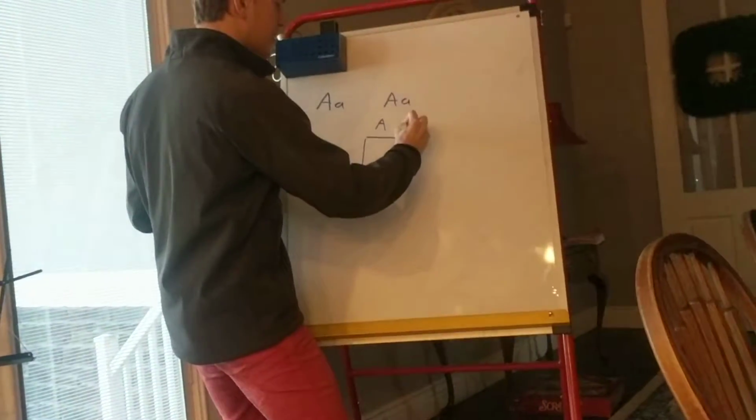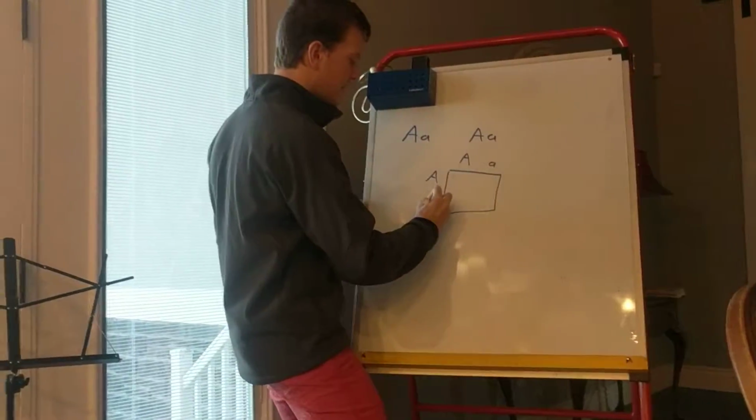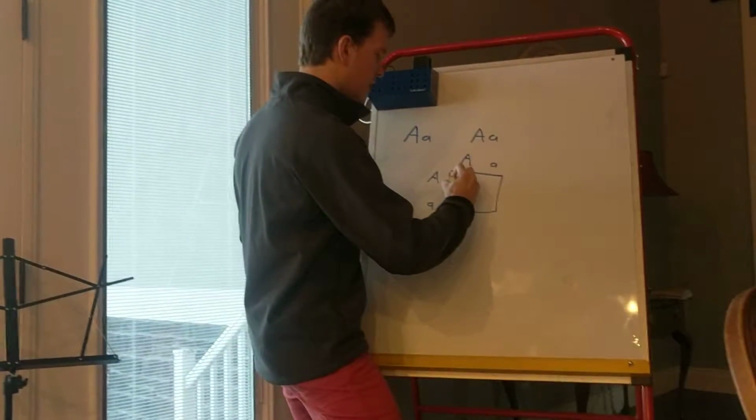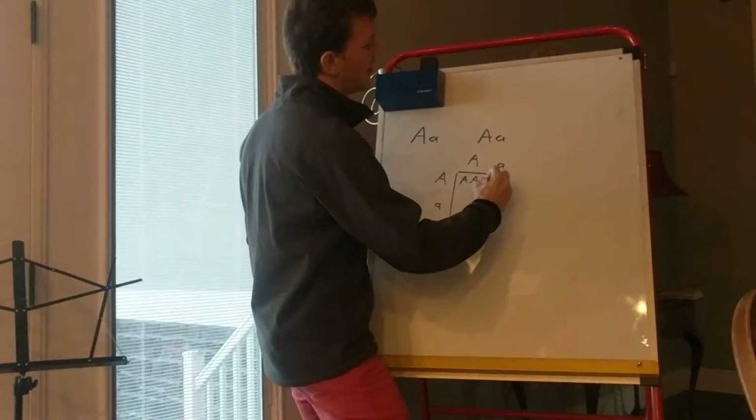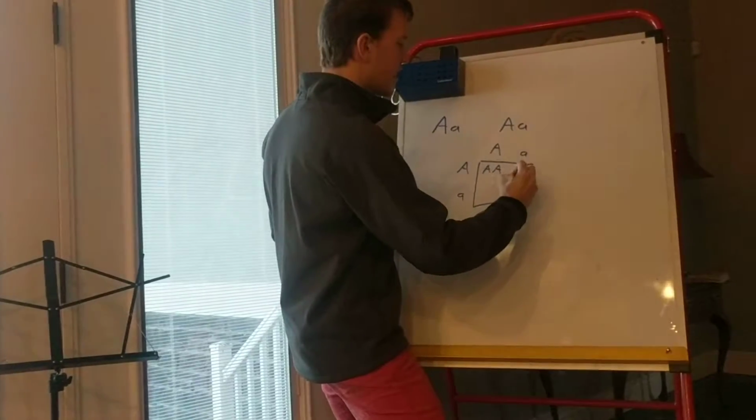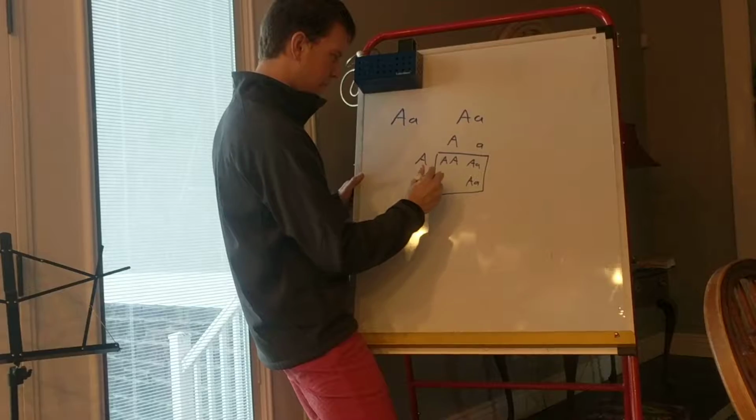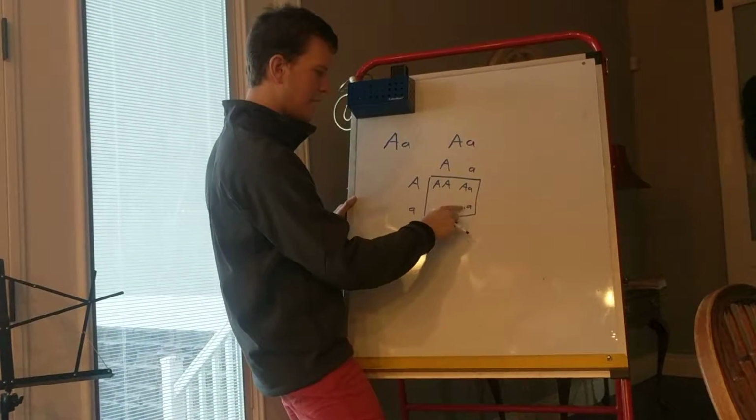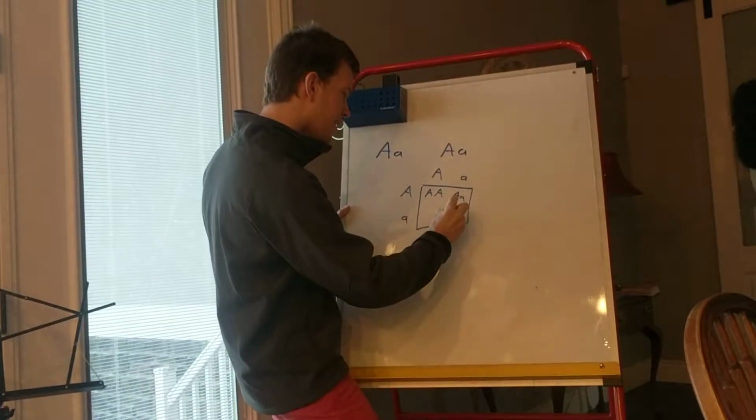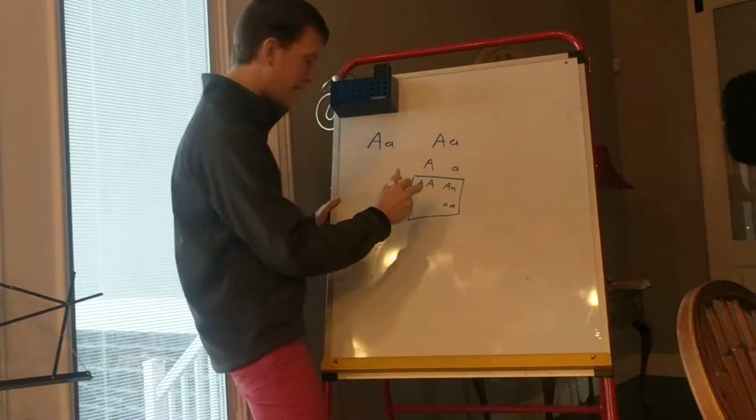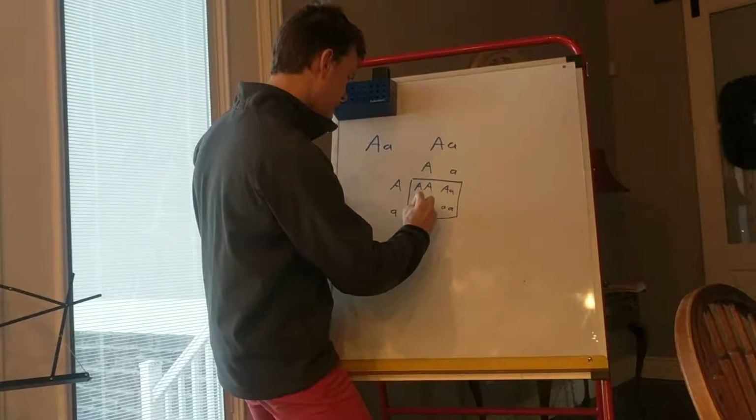So big A, little a, big A, little a. And so the four possibilities are big A, big A, big A, little a, big A, little a. And over here we have, oh my goodness, I messed up on that one, please forgive me. Little a, and over here we have big A, little a.